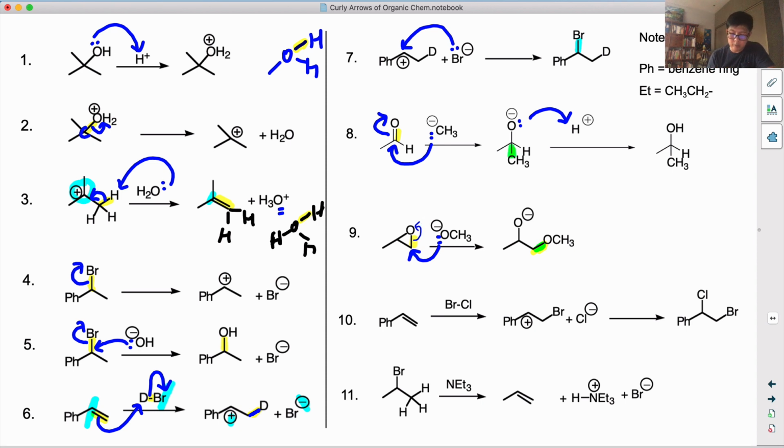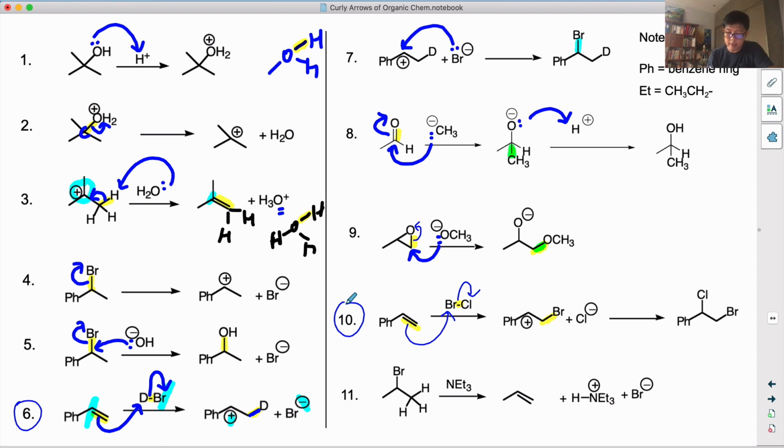Next one. You can see over here, this bond is being broken, this bond is being formed, and this bond is also being broken. So I'm just going to draw now. This bond pair becomes a bond pair, but now bonded to the Br. And then electrons from here go to the Cl. Can you see that? In fact, this one is almost the same. It looks pretty similar, right? 10 and 6, they look really similar.